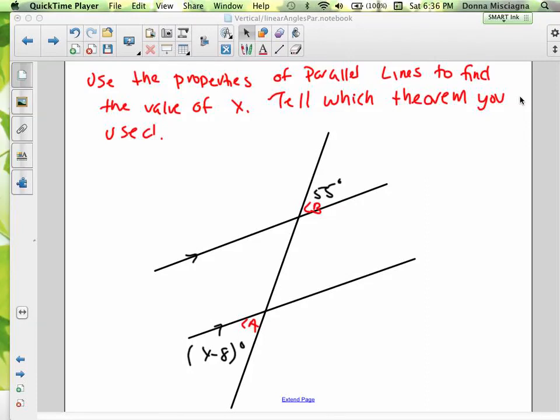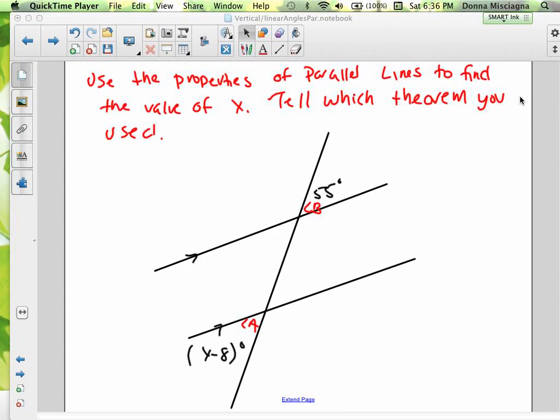And welcome back. So now we're going to hopefully be finishing up our study of angles formed by parallel lines and proving lines parallel. In this problem, we're going to use the properties of parallel lines to find the value of x and tell which theorem you used. You always need to justify your responses, right?